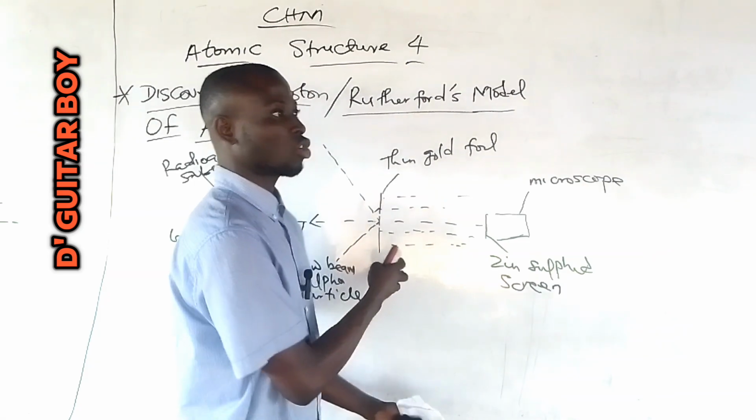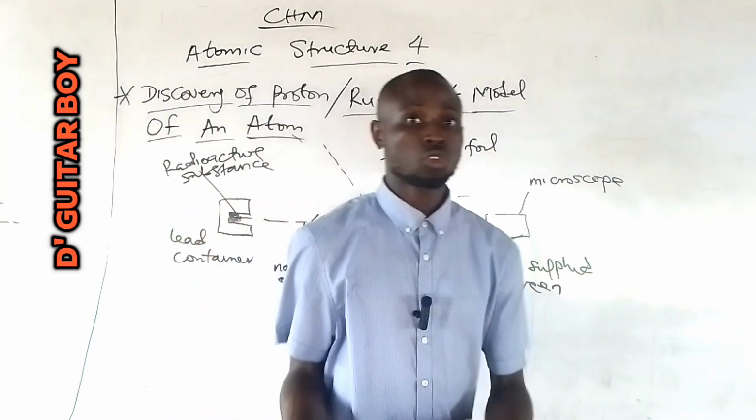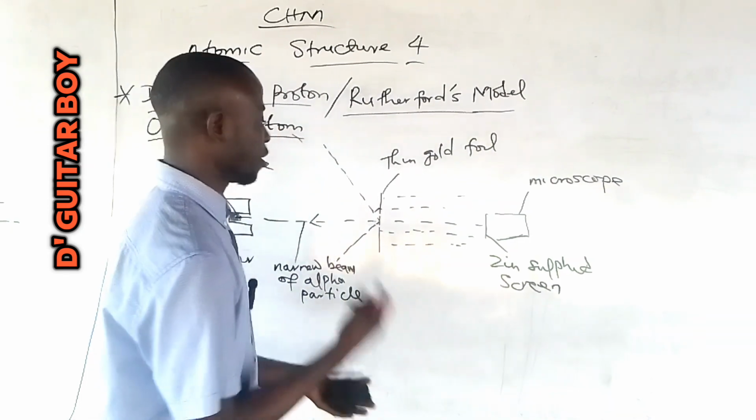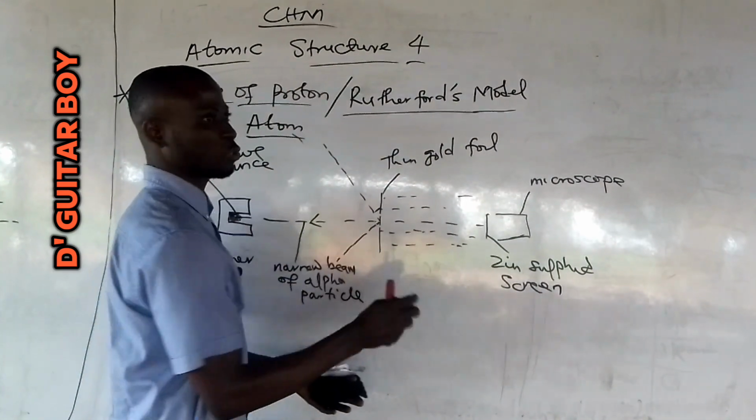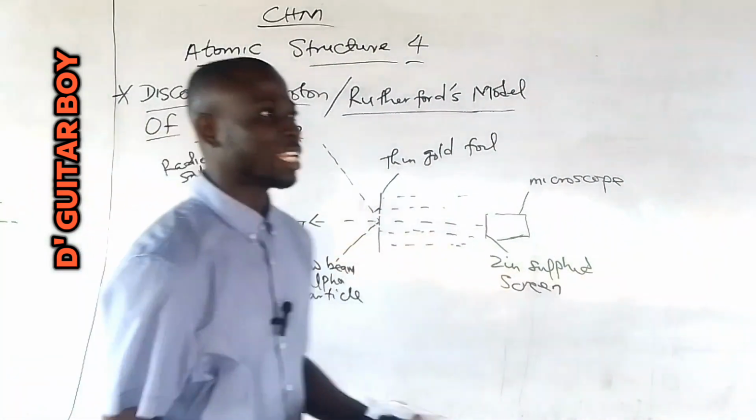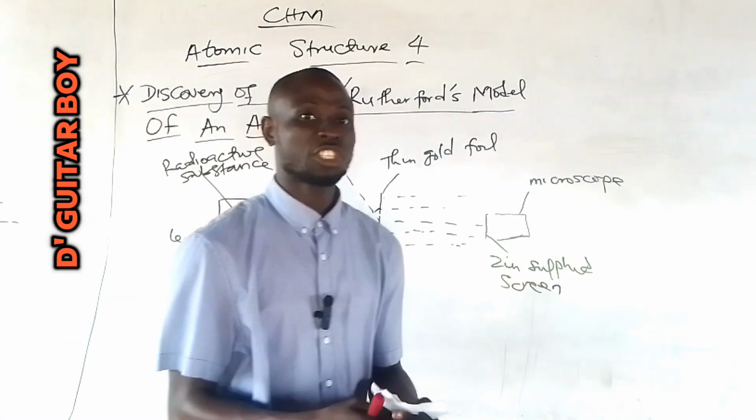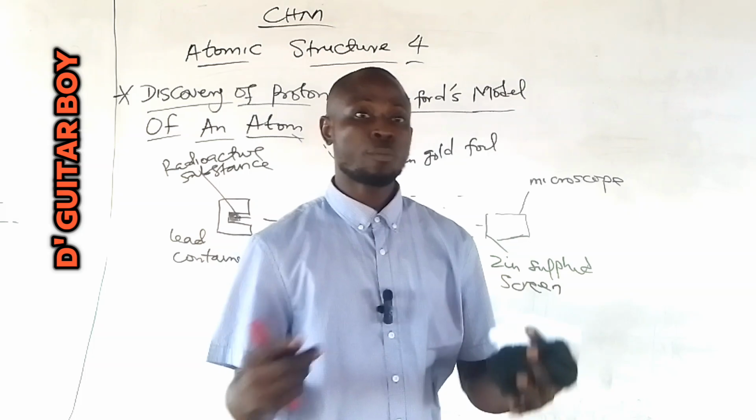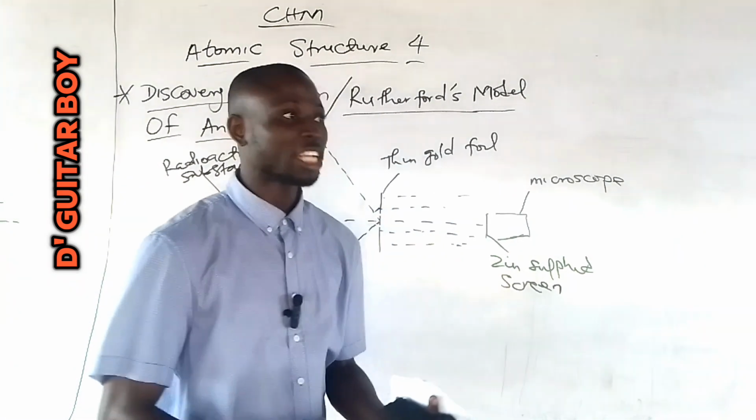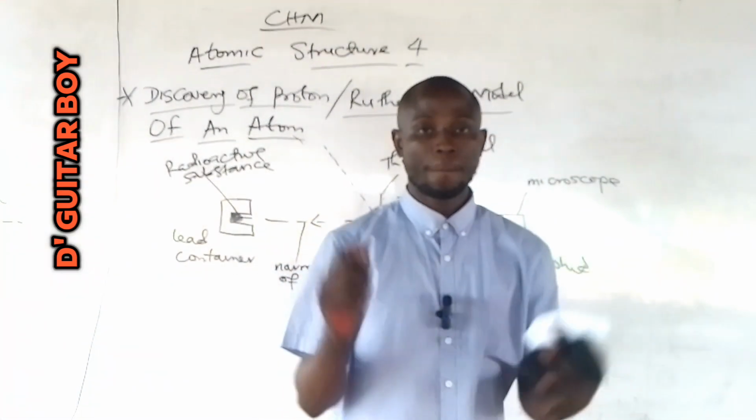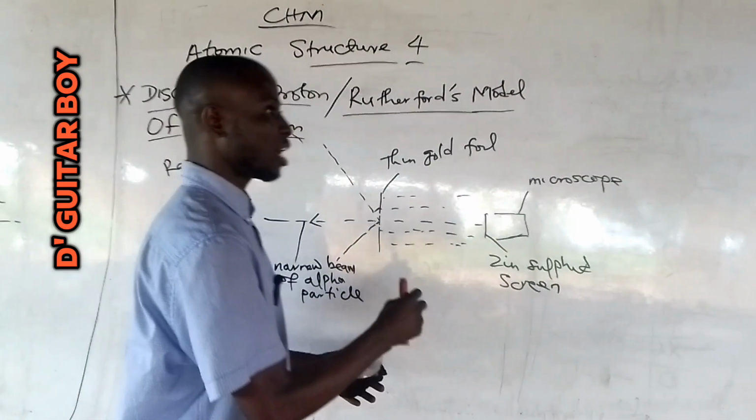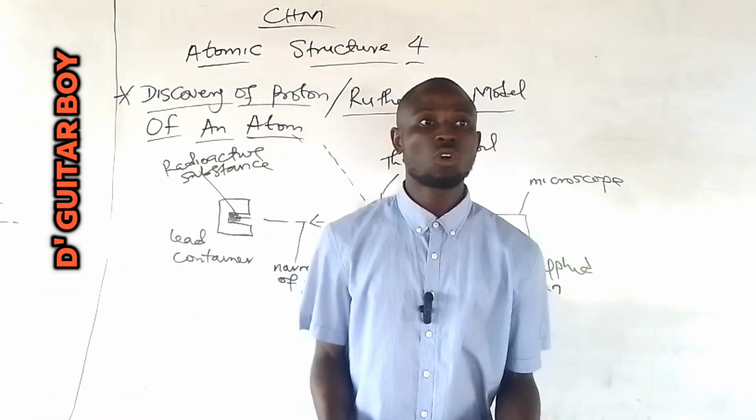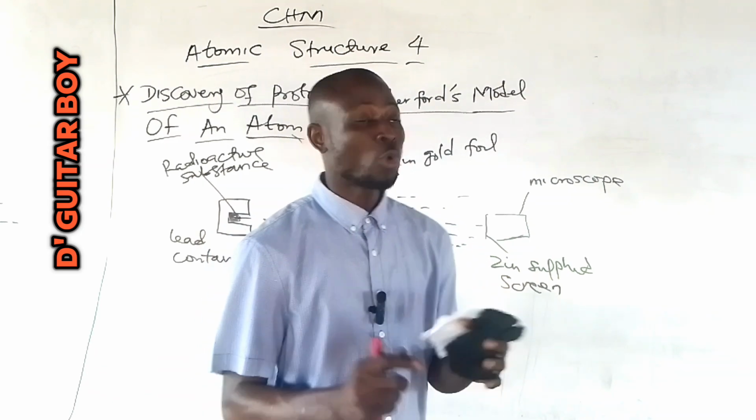And also, in addition to that, it could be the positive charge, because the alpha particle is positively charged in the first place. If this center is positively charged, you know that like charges repel. So it can also be as a result of the charge and the mass of that particle, because of the speed at which it bounced back. So that is how he discovered the nuclear theory.